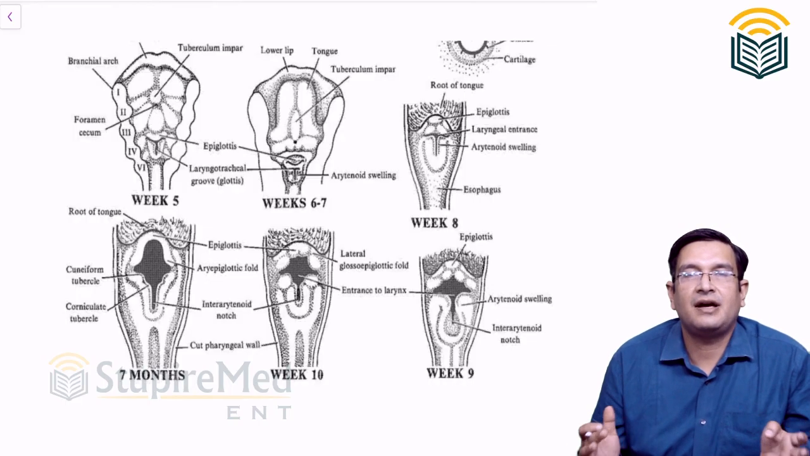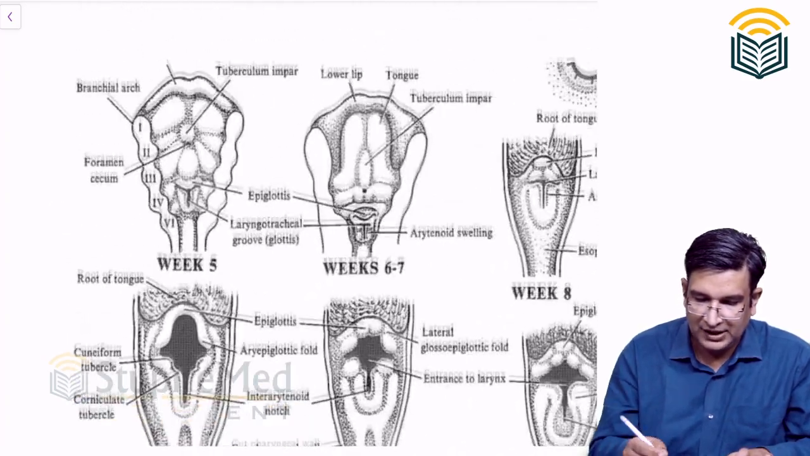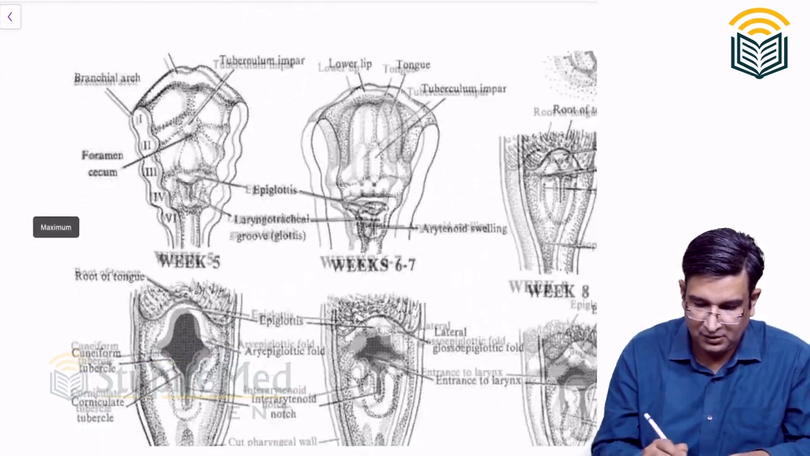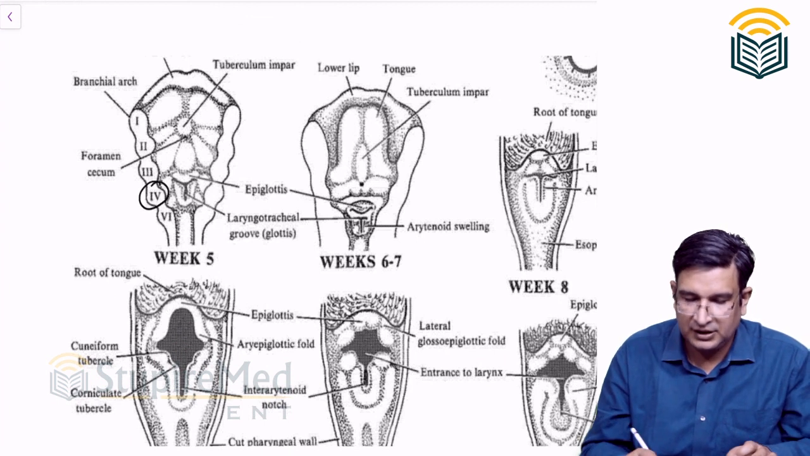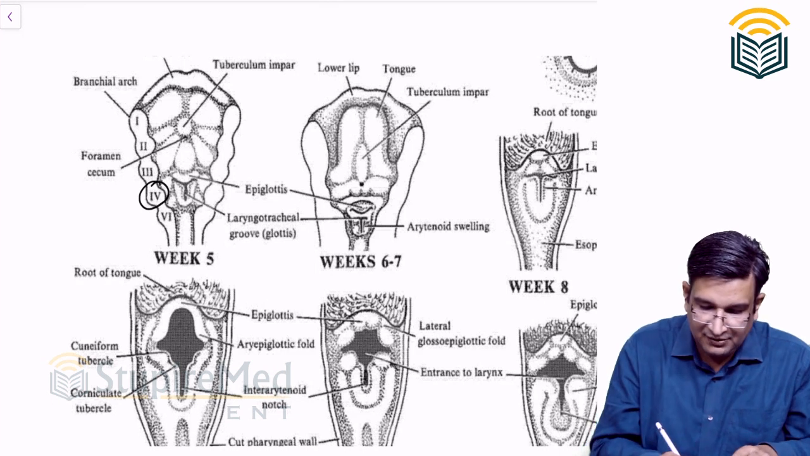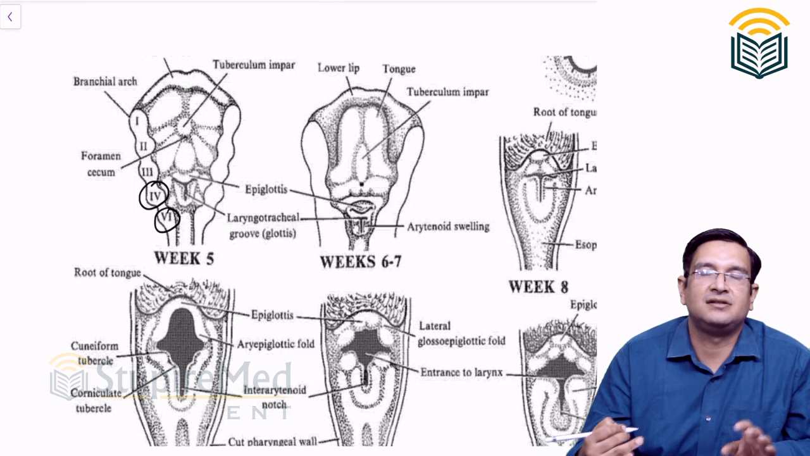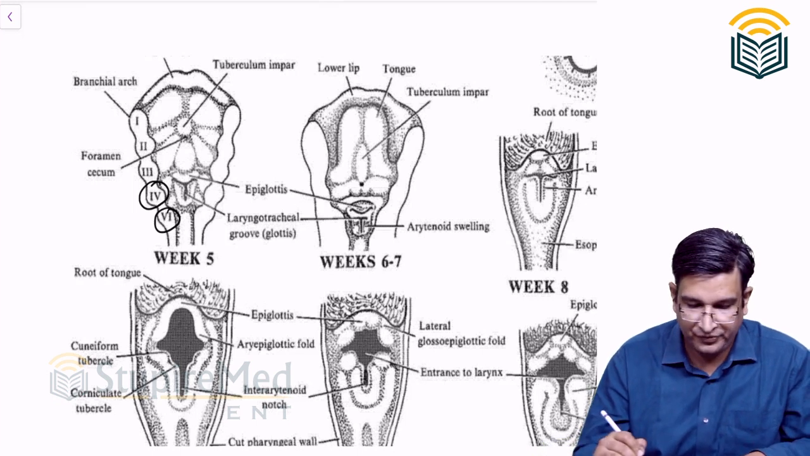So just to summarize the embryology of the larynx, you will see in this picture our fourth cartilage. It gives rise to the epiglottis and the thyroid cartilage, the upper part of the larynx, while the sixth cartilage gives rise to the lower part of the larynx, that is the rest of the cartilage. They develop from the sixth arch.